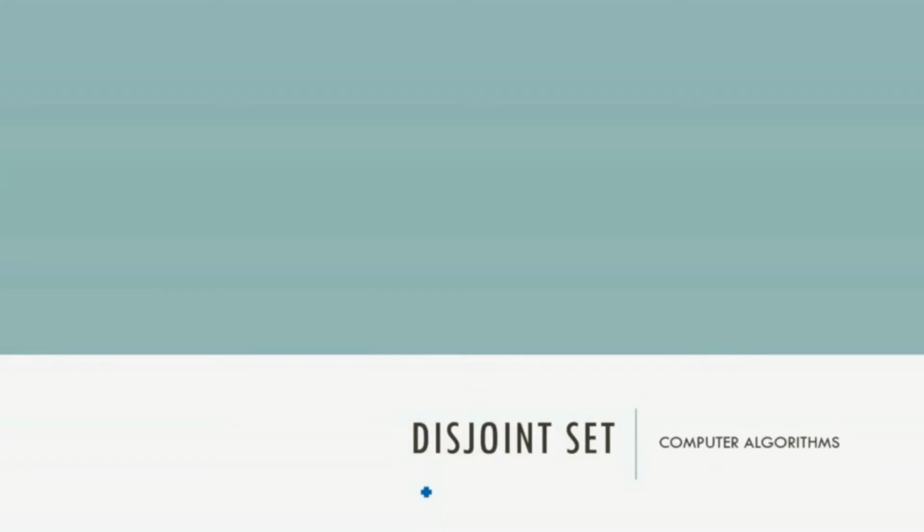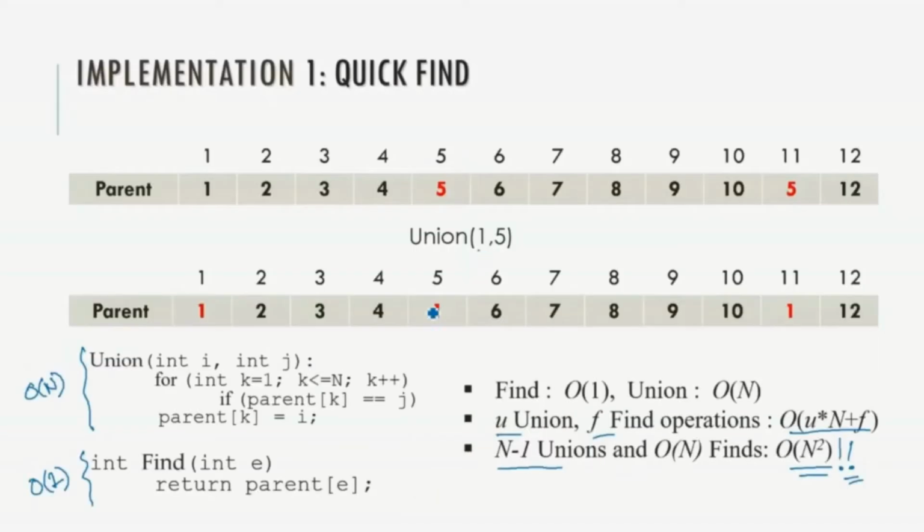We have discussed the array-based implementation of the disjoint set data structure. We have seen that the union operation takes much time, so we can improve it. In this video, we will see the tree-based implementation of the disjoint set data structure. So let's start. To improve this version, it's clear that we need to improve the union operation.